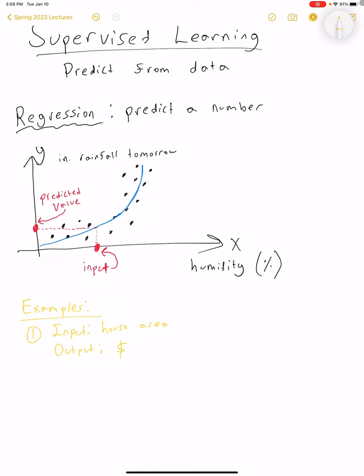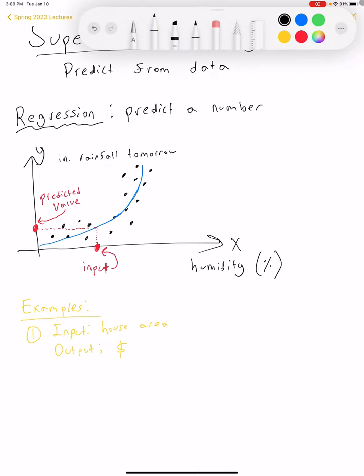So instead of rain, we're predicting something based on something else. So it could be predicting based on the rainfall the previous day. Yeah, but that would be called forecasting.